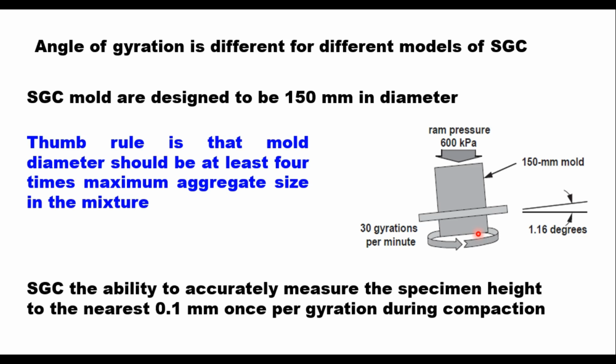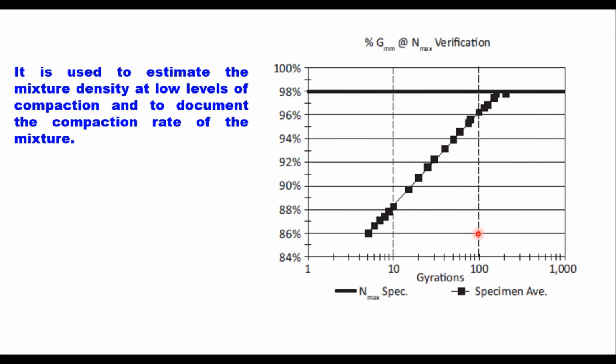The Superpave gyratory compactor has the ability to accurately measure the specimen height to the nearest 0.1 millimeter after every gyration. And this information is used to estimate the mixture density at low levels of compaction and to document the compaction rate of this mixture. And this is taken on the log scale, that is the number of gyrations, and this is the percentage of GMM achieved at a particular gyration level. Now this information is important to determine what would be the compaction level at different gyration levels.